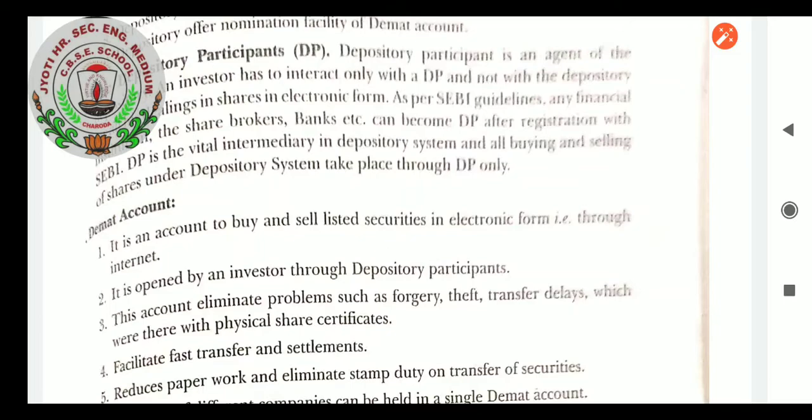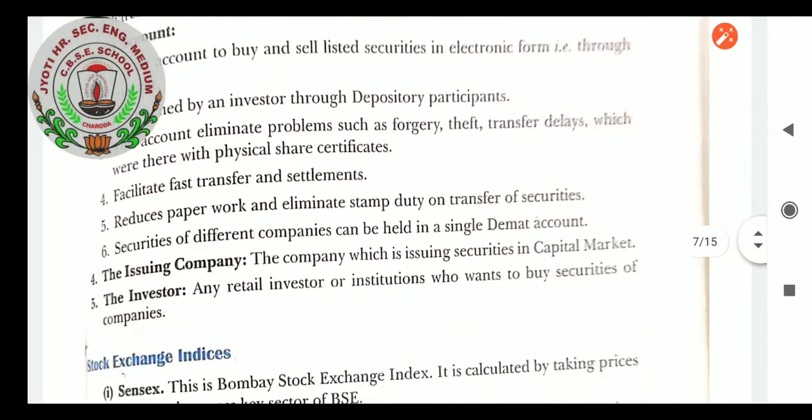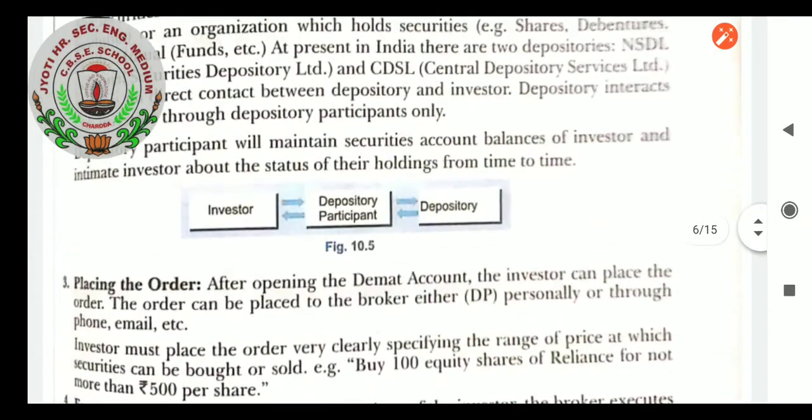It is opened by the investor through depository participants. This account eliminates problems such as forgery and theft, because online transactions are clear on both sides. Theft and transfer delays with physical share certificates will be stopped. It facilitates fast transfer and settlement among the parties, reduces paperwork, and eliminates the stamp duty on transfer of securities. So these are the various benefits of a Demat account.